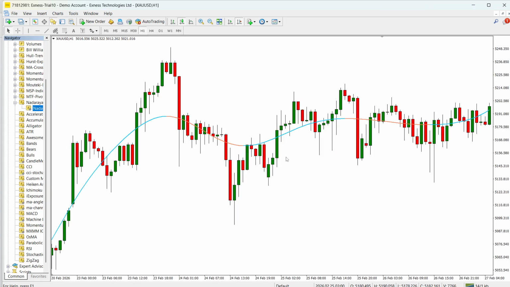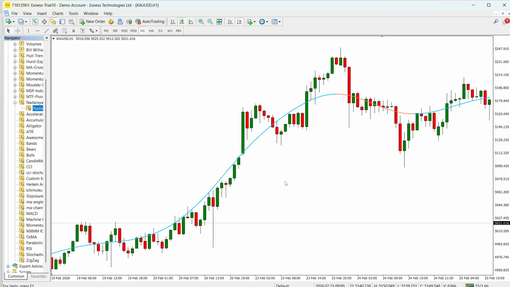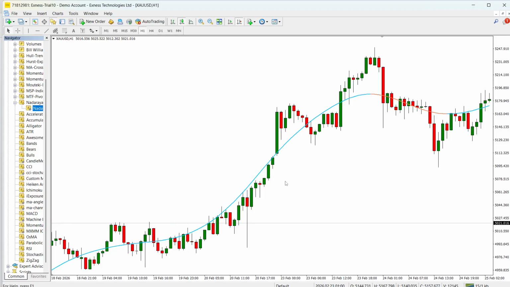The curve can be repainted as new data arrives, so its appearance on historical data may differ from its real-time behavior. Always keep this in mind and use additional analysis methods.